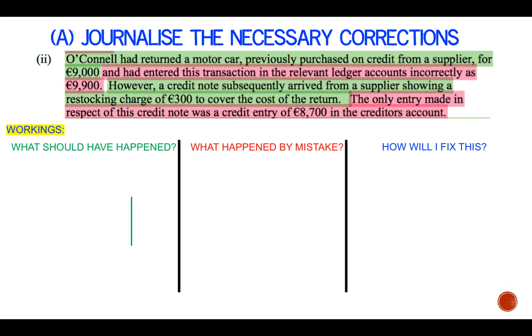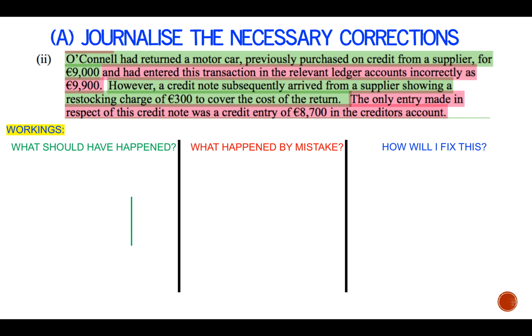O'Connell had returned a motor car previously purchased on credit from a supplier for €9,000. All right, so that is green, that actually happened, so we need to put that in what should have happened. And had entered this transaction in the relevant ledger accounts incorrectly as 9,900. So that was a mistake, and that would be put in the what happened by mistake part. However, a credit note subsequently arrived from a supplier showing a restocking charge of €300 to cover the cost of the return. That actually happened, that is green.